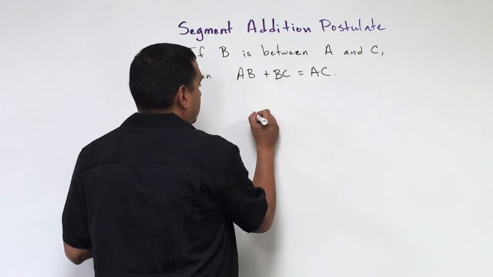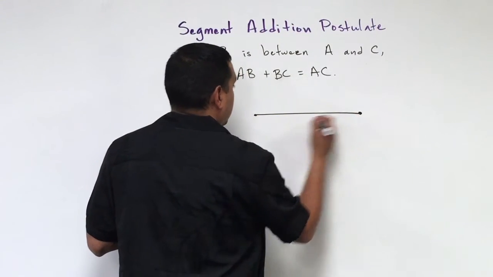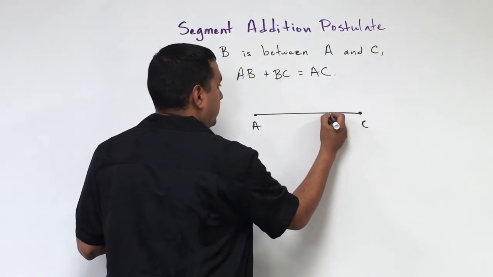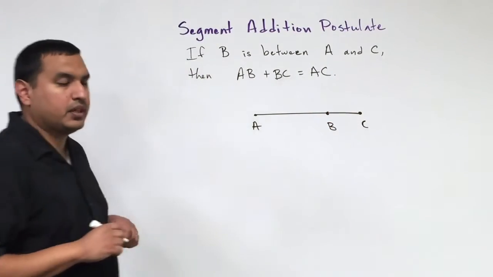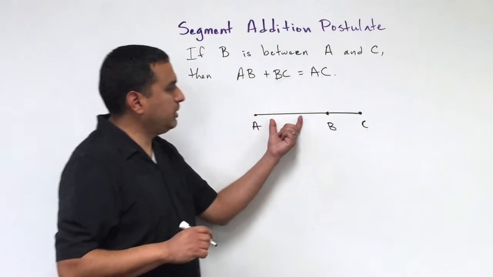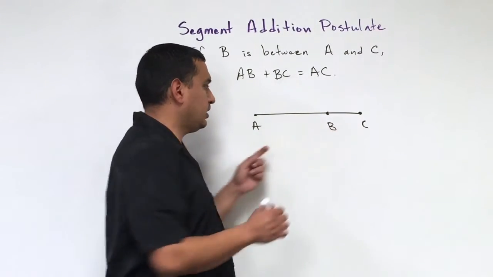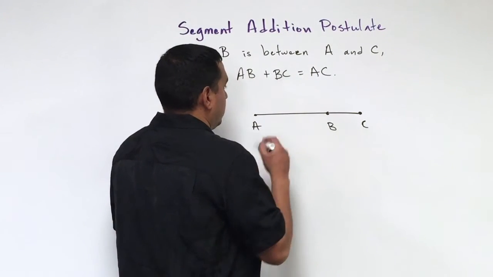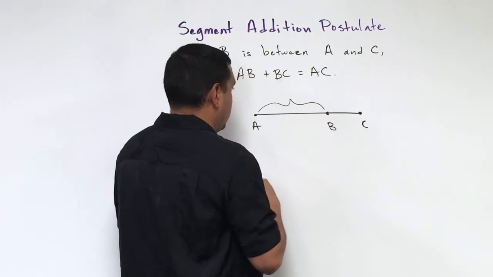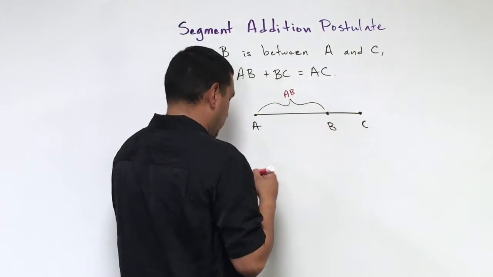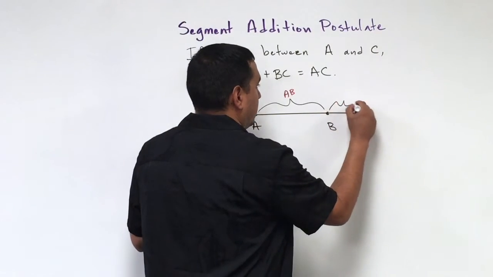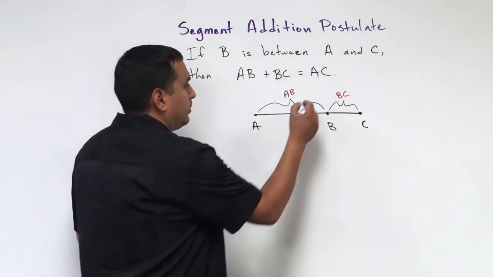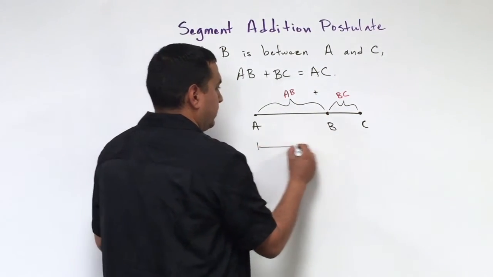If I have a segment, okay, and let's see, B is between. So here's A, here's C, and B is somewhere in between. What this is telling us is that I can take this piece and add it to this little piece to get the entire segment. Okay, so the distance from here to here, we would say that's the distance AB. Right? And then the distance from here to here, that would be this length BC. Okay. I can add those two together to get this whole length right here.